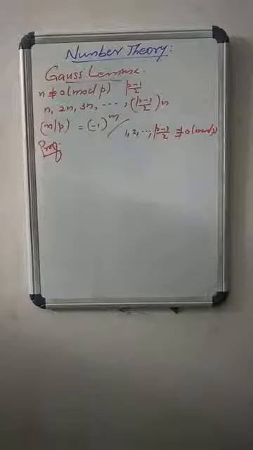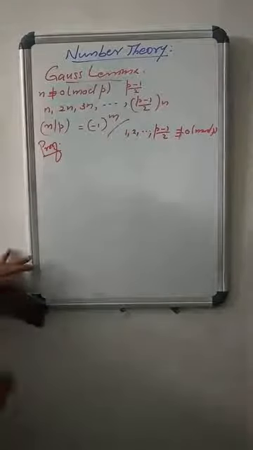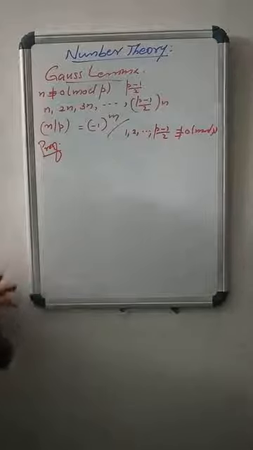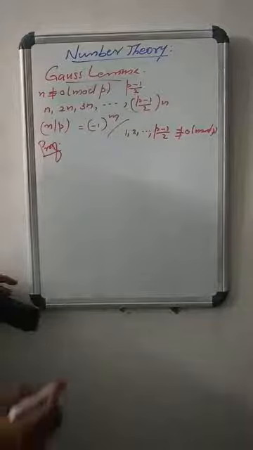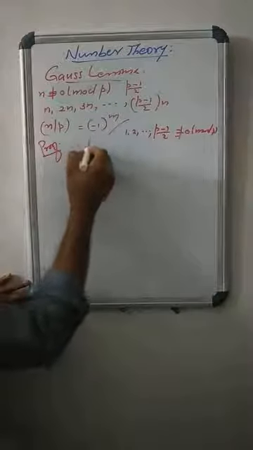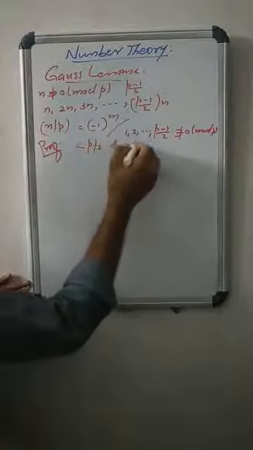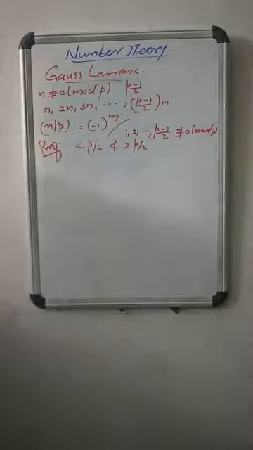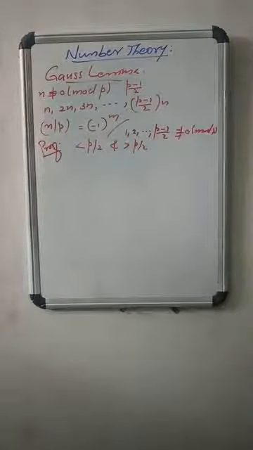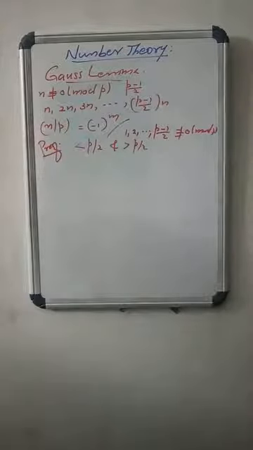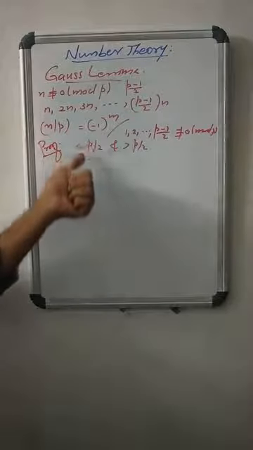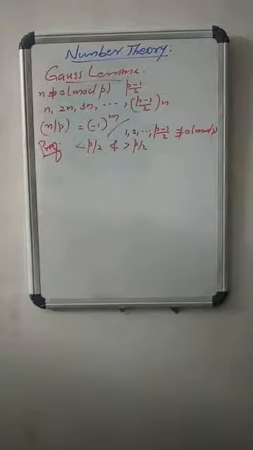Now we consider their least positive residues and distribute them into disjoint sets A and B according as their residues are less than p/2 and greater than p/2. We consider the least positive residues of these (p minus 1)/2 multiples of n, that is n, 2n, 3n, etc., ((p minus 1)/2) n, and distribute them into disjoint sets A and B according as the residues are less than p/2 and greater than p/2.